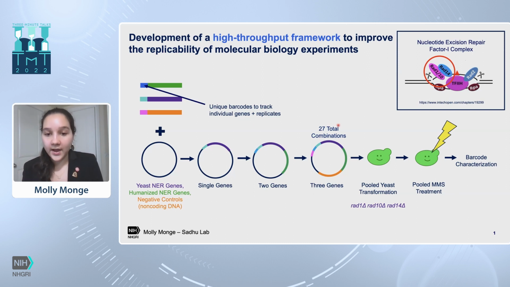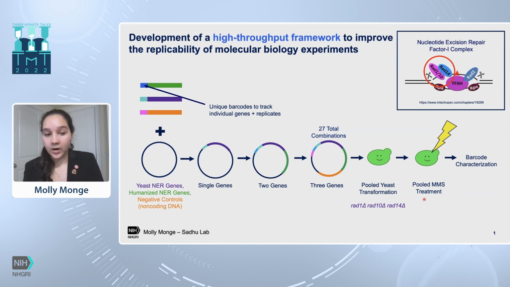After generating all possible 27 combinations, we will transform these plasmids into a yeast strain that has the RAD genes knocked out. We will treat these yeast with a genotoxic drug called methylmethylsulfonate, which induces DNA damage and triggers this repair pathway. We can use Illumina sequencing to understand how the different combinations of the NER genes respond to this damage by measuring barcode abundance before and after exposure.